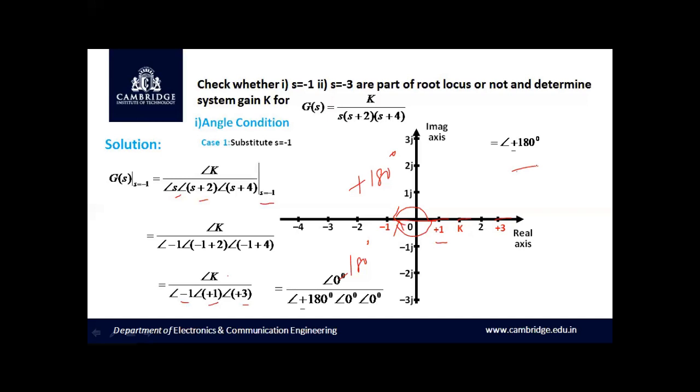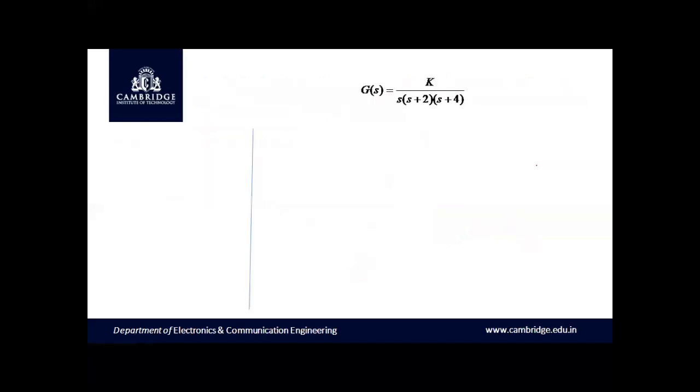As I told you before, if the angle condition is equal to 2q plus 1 into 180 degree, where q ranges from 0, 1, 2, 3 and so on, then we can say that the point lies on the root locus. Hence it is very clear that s is equal to minus 1 lies on the root locus. Now let us justify for the magnitude condition and find out the system gain k. Hence you can see that s is equal to minus 1 is a point located on the root locus. Now let us find for the magnitude condition for s is equal to minus 1.